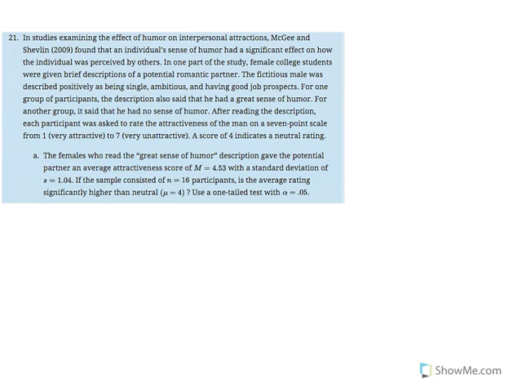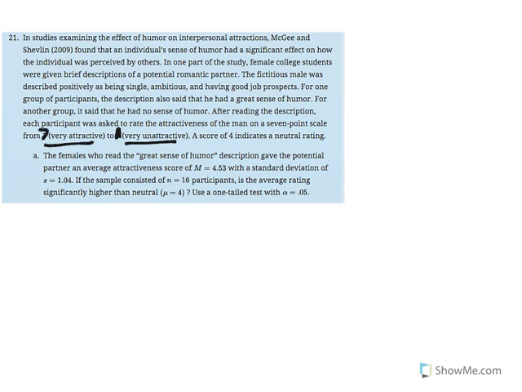So this here, very attractive, should be a 7, and this should be a 1, unattractive. The higher the score, the more attractive the individual. Nonetheless, we can proceed with the statistics given here.